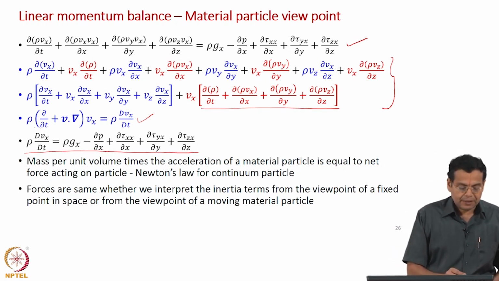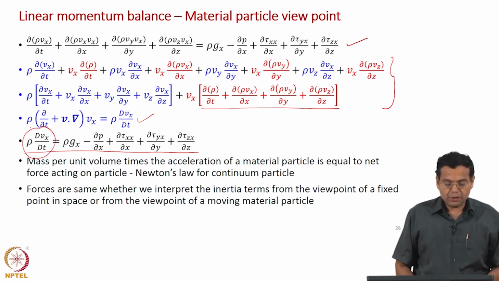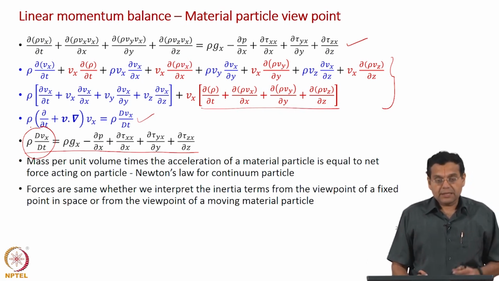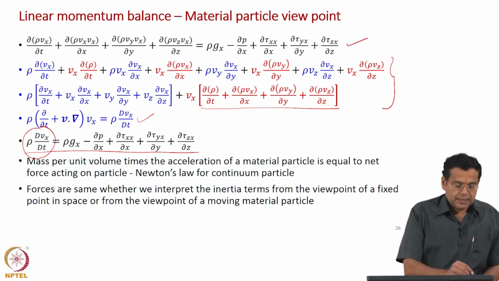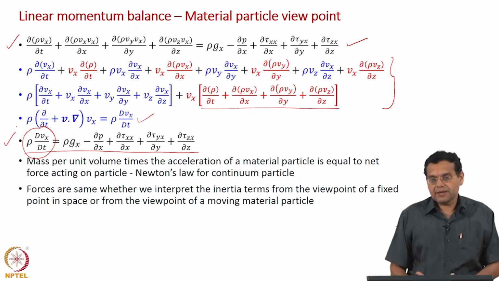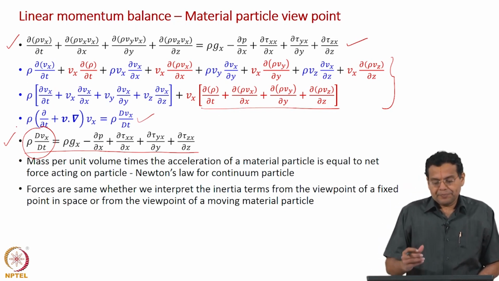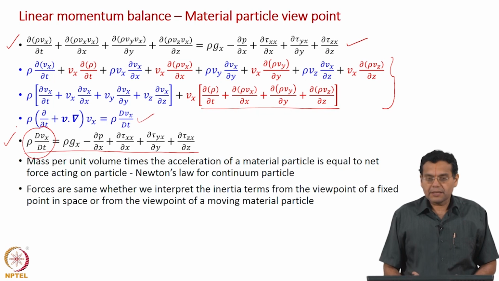Why is that? The left hand side is now in terms of mass per unit volume times the acceleration of the fluid particle. So, the left hand side now is in terms of a Lagrangian viewpoint. So, the same linear momentum balance we expressed from a material particle viewpoint and discussed the significance as well. And now, what we are going to do is express the equation of continuity from a material particle viewpoint.